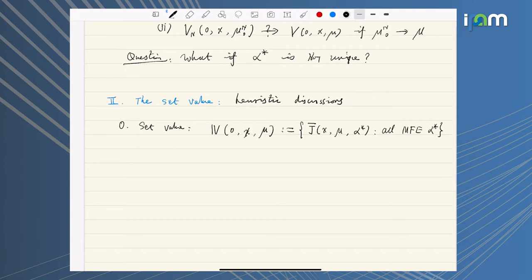So I just put it, so this should be a subset of R, yes? That's what I mean, set value. So given x, mu, I'll get a set. Okay? A set in R, okay? But unfortunately, this is not correct. That's not the right notion. So the reason is this.